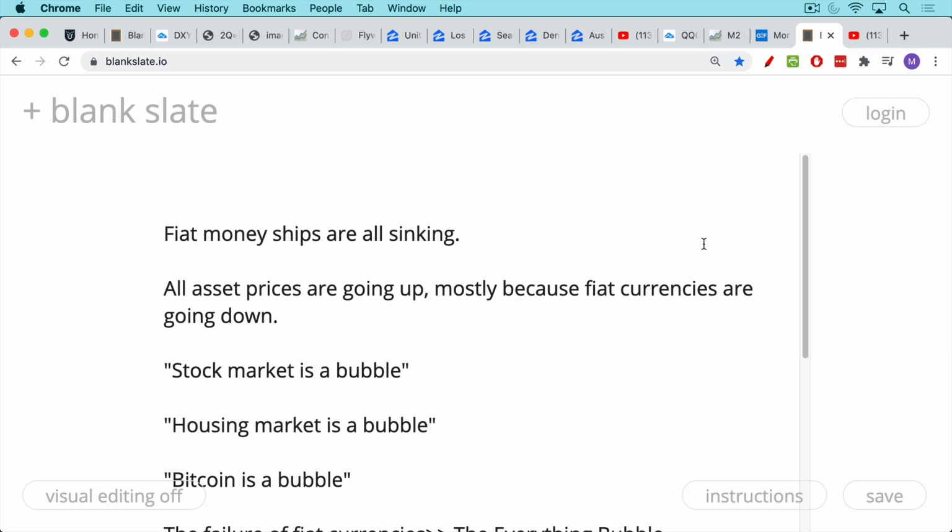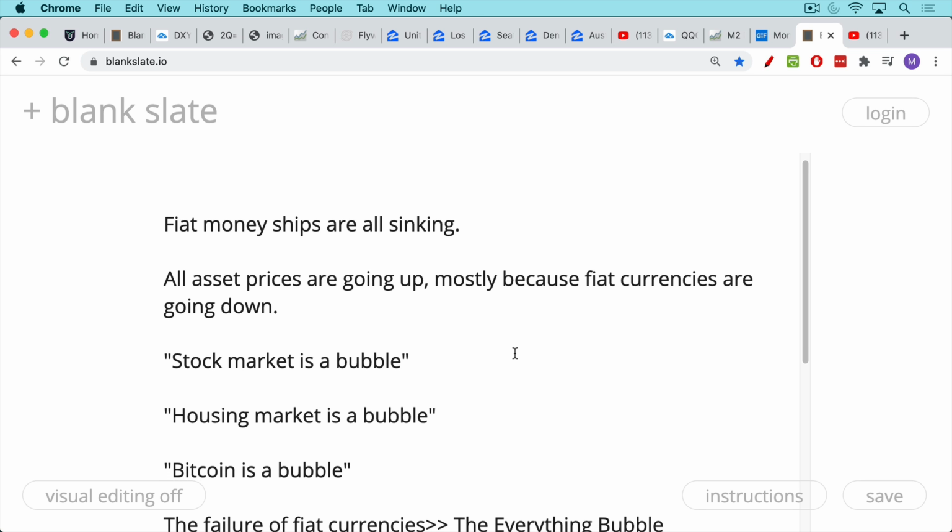But basically, if you're betting on currencies, if you're doing currency trading, these are all sinking ships. And if you want to be long one fiat currency against another and short another, you're trying to make a bet on which currency will sink the fastest. And what I'm most sure about is just that all of these currency boats will continue to sink. This is why asset prices are going up, simply because fiat currencies, especially the US dollar, are going down, and they'll continue to go down as the central banks continue to print.